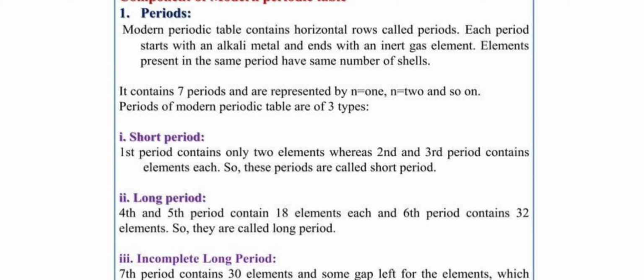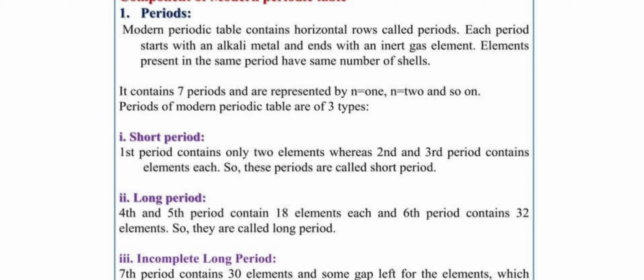Long periods: the fourth and fifth periods contain 18 elements each, and the sixth period contains 32 elements, so they are called long periods. Remember which is the longest period: the sixth period is the longest, and the fourth and fifth contain 18 elements. Incomplete long period.